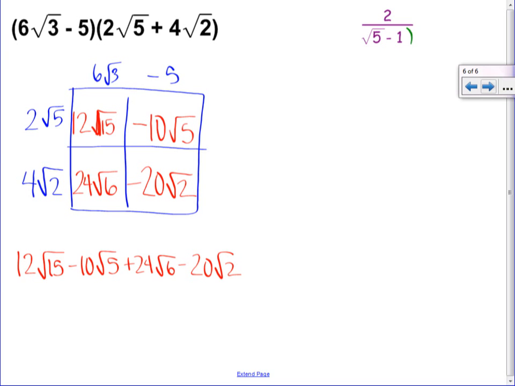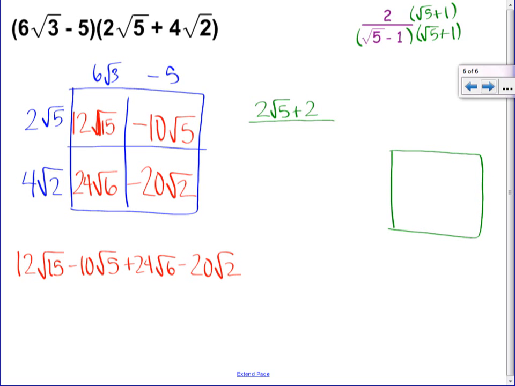So we're going to multiply by root 5 plus 1 on the top and the bottom. Now on the top we get to just distribute, but on the bottom we have to window that. So on the top, let's get that going at least. We've got 2 root 5 plus 2 when you distribute the 2. On the bottom, we're going to do another window. We've got root 5 minus 1, root 5 plus 1. Let's take a look at what happens.